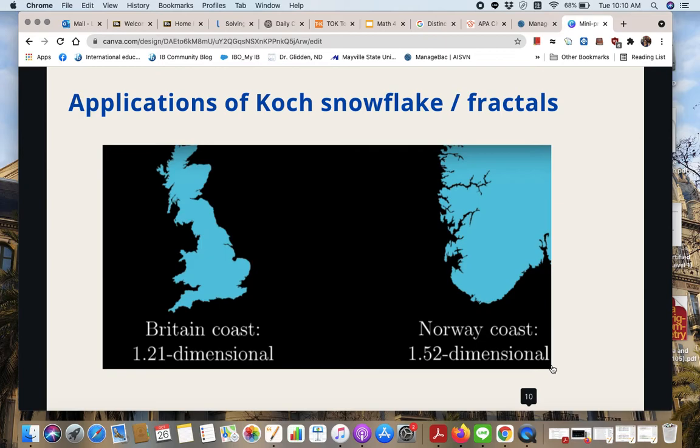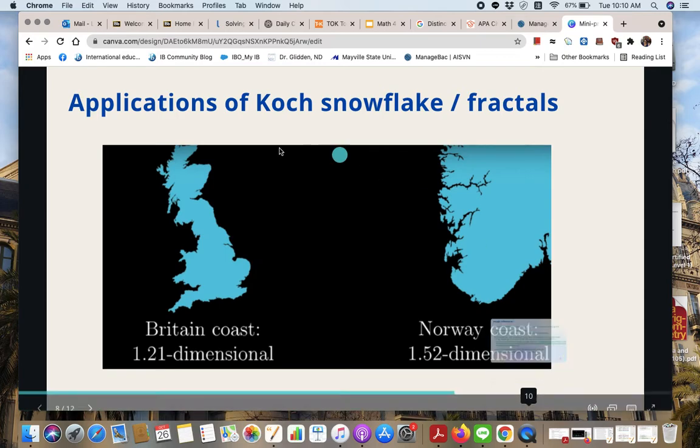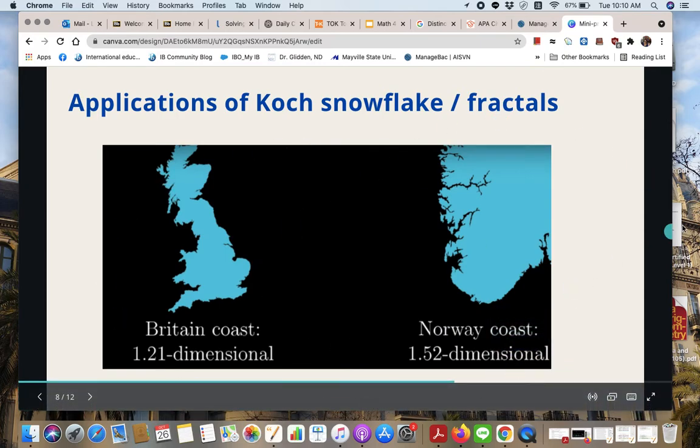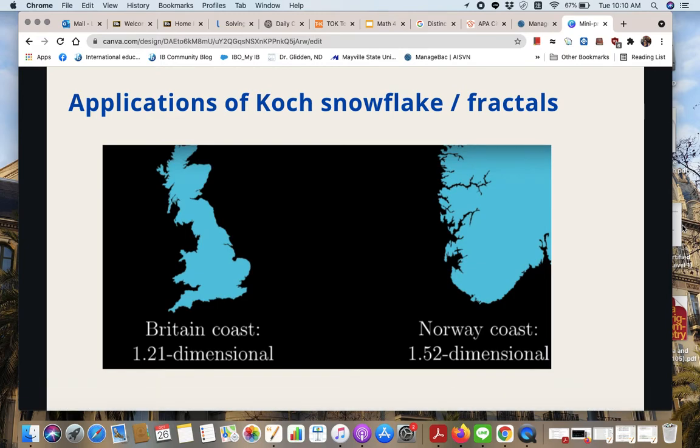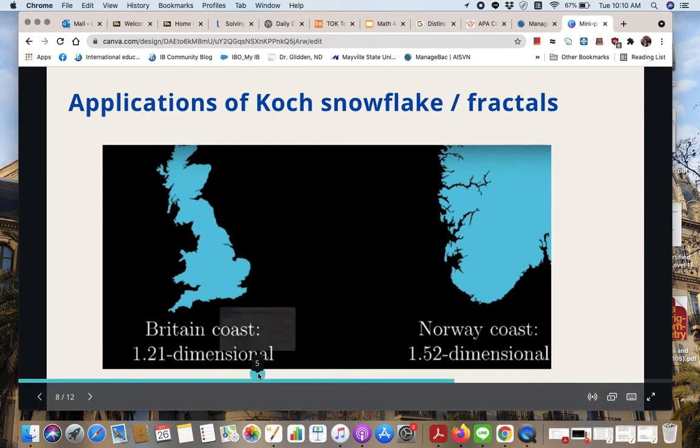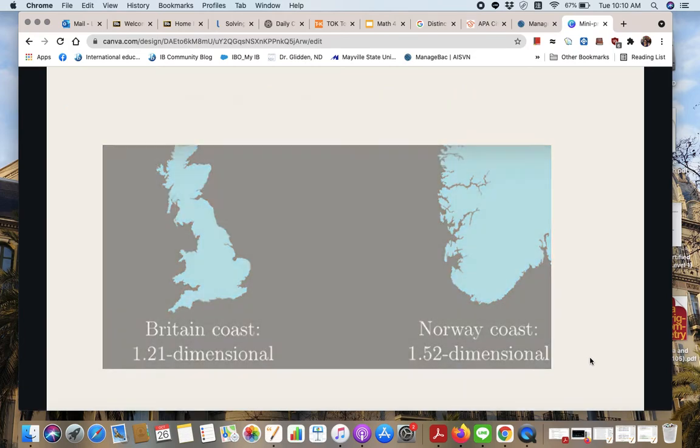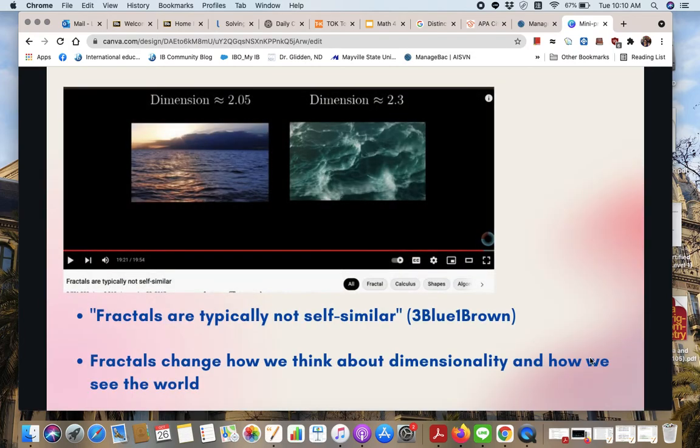So in the video, he used the roughness of the coastline around Britain and Norway. From this image, we can see that the coastline around Norway is actually rougher than its British counterpart, as you can see from the numerical information about their dimensions. The title of this YouTube discussion is Fractals Are Typically Not Self-Similar.